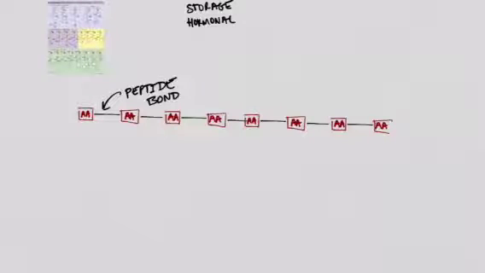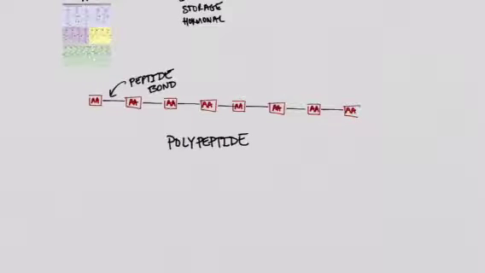Okay, so many amino acids make what's called a polypeptide. So that's what we have right here, a polypeptide. But we still don't have a protein. This polypeptide needs to be folded in a very specific manner. And in order for you to understand this, I'm going to give you an analogy that will hopefully be helpful to you.